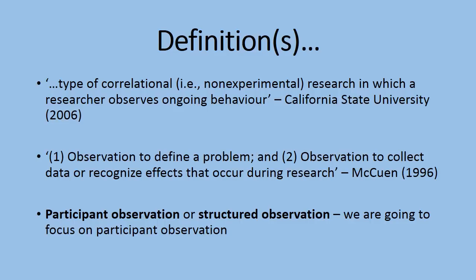McCuen in 1996 furthers this by noting that two key aspects of observation are observation to define a problem and observation to collect data or recognise effects that occur during research. Observational research tends to be classified into two broad types, which are participant observation and structured observation. For this presentation, we're going to solely focus on participant observation, as I personally feel this is a more common and pertinent technique, and I'm also restricted by time for the assignment that I'm creating this presentation for.